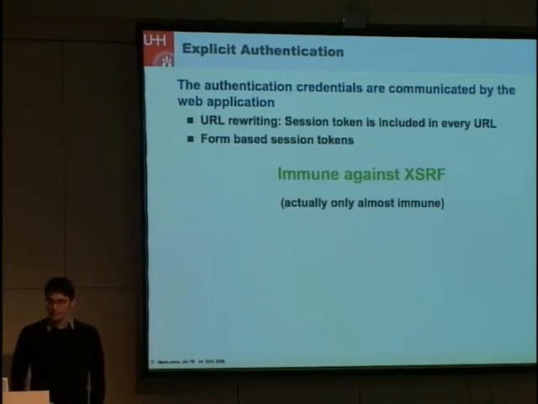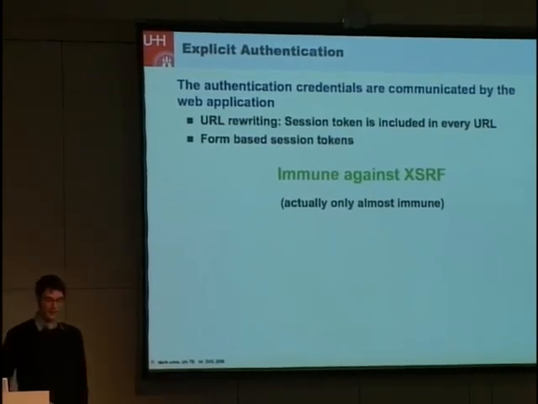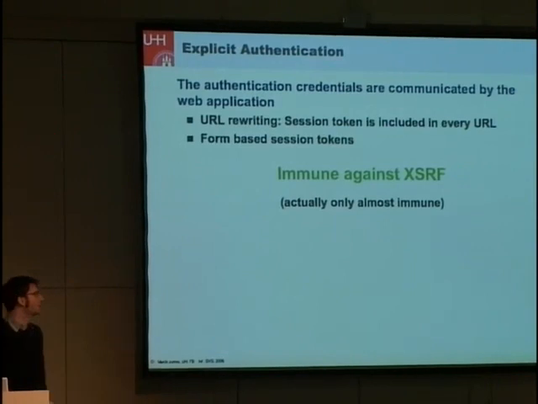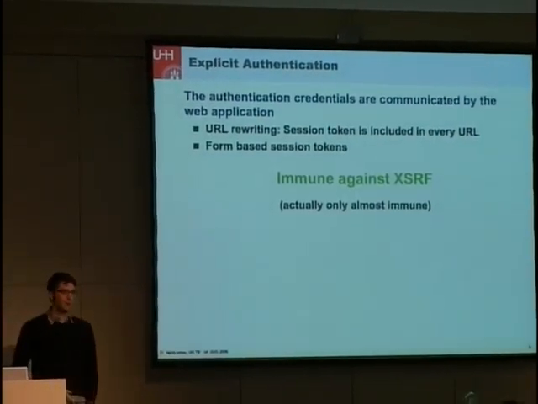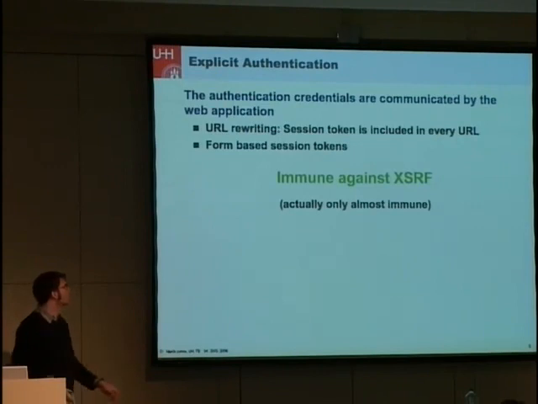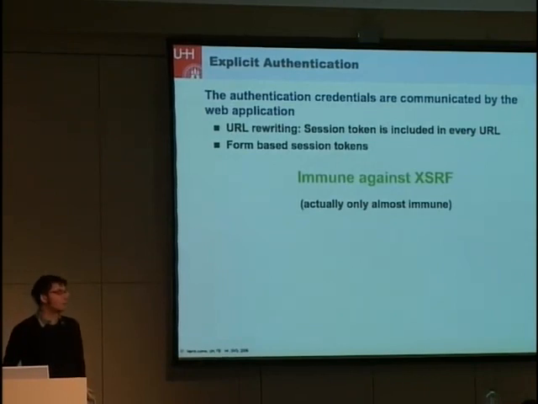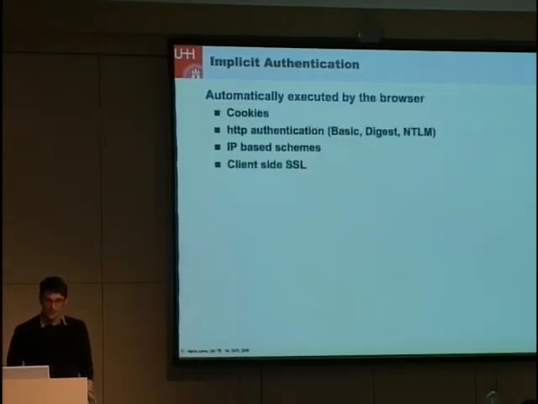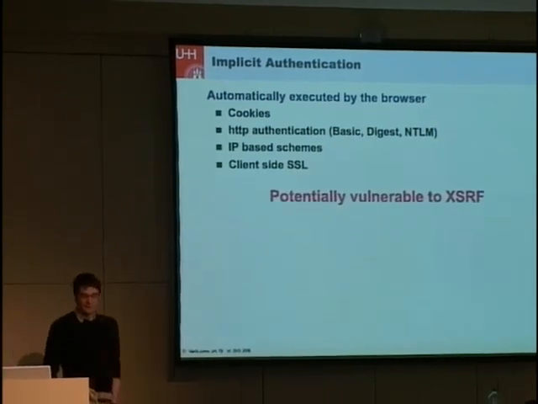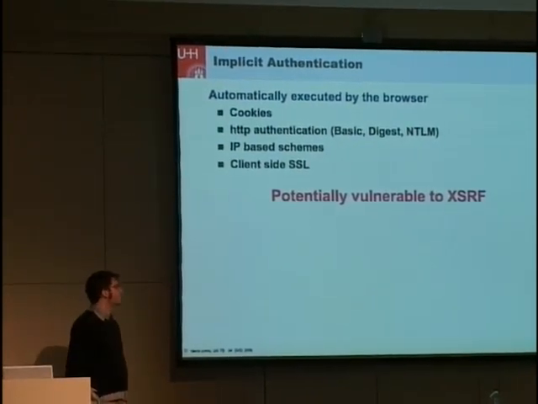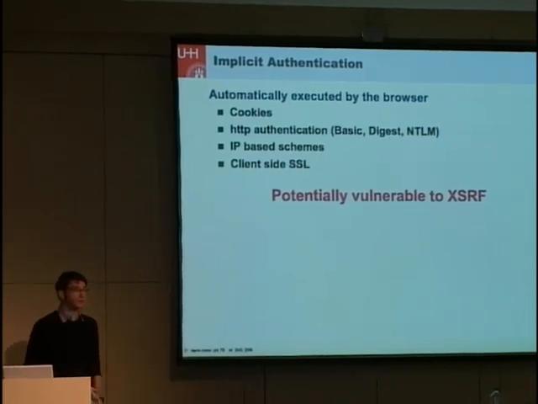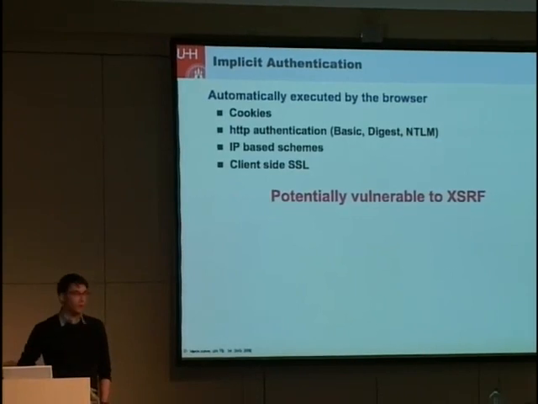There are two major forms. It's URL rewriting. In this case, session tokens are included in every URL, or it's form-based session tokens. In that case, all hyperlinks are replaced by HTML forms that contain the session identifier in a hidden parameter. We won't talk about those today because they are immune against cross-site request forgery. Therefore, if you use those, you should be safe on that side, but those two solutions have other problems, so they are not really recommendable. All the other authentication tracking mechanisms, cookies, HTTP authentication, IP-based schemes, I will tell you later what that is, and client-side SSL, they are all vulnerable to cross-site request forgery. And I will tell you why.